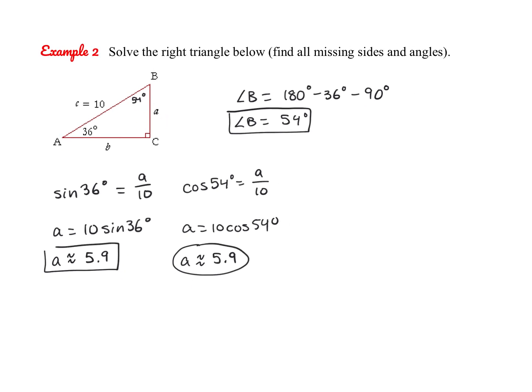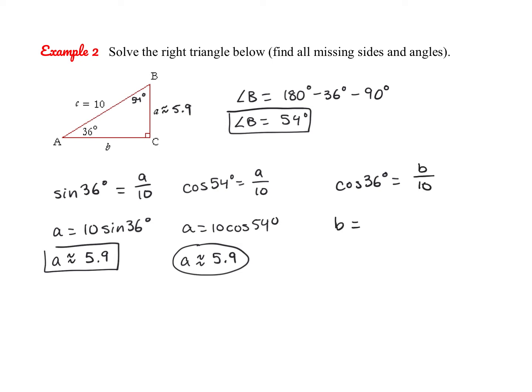So once we know that this is about 5.9, there are a few different ways we can go about this. We could use the Pythagorean theorem to help us find side B, or we could use another trig ratio. We have even more options now because we could use either angle, and we could use sine, cosine, or tangent depending on which angle you're working with. So let's say we're going back to angle A. So we could say that the cosine of 36 degrees would be B over 10, adjacent over hypotenuse.